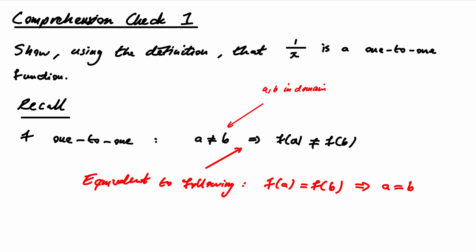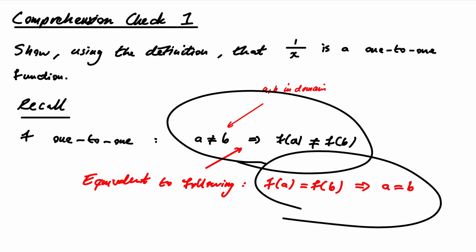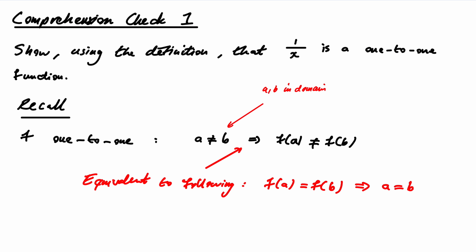So let's imagine now I take any a and b in the domain of 1 over x and I want to check this. This feels like an easier thing to check than to check this. Okay, so let's choose a and b to be non-zero. So that's exactly the domain of 1 over x, anything non-zero. And let's assume that they have the same value.